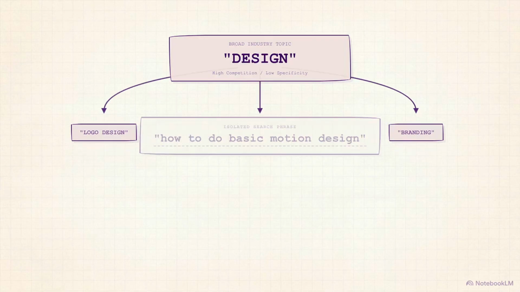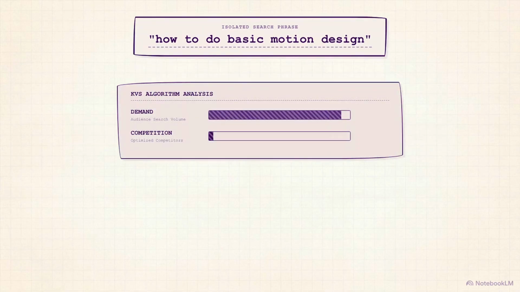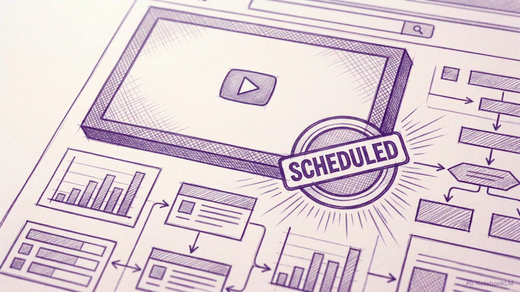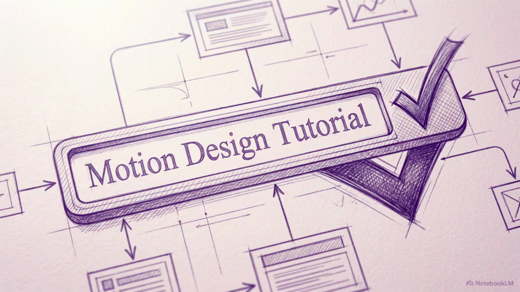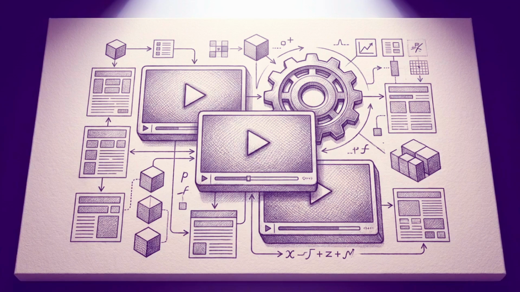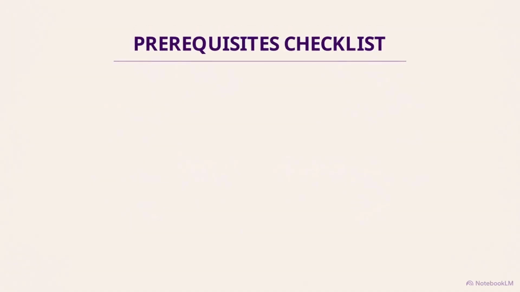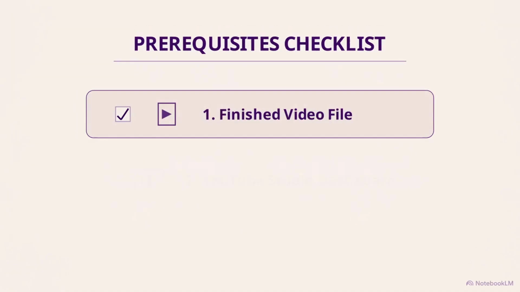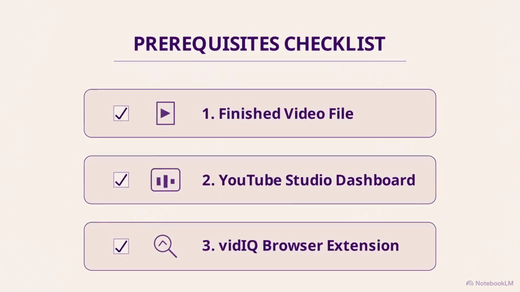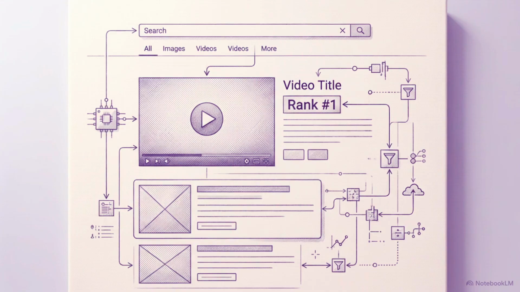Instead, you need to calculate exactly what viewers are looking for, isolating search phrases where demand is high but competition is non-existent. By the end of this workflow, you will have a scheduled video targeting a mathematically verified keyword, perfectly formatted metadata, and an automated thumbnail test running. To execute this, you need 3 things ready to go: your finished video file, access to your YouTube Studio dashboard, and the free vidIQ browser extension. When you replace creative guesswork with a data-driven framework, securing that #1 search spot becomes a predictable, repeatable process.